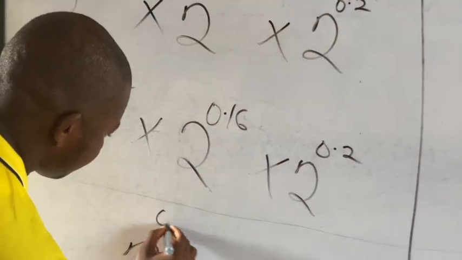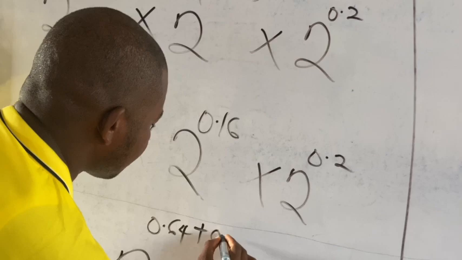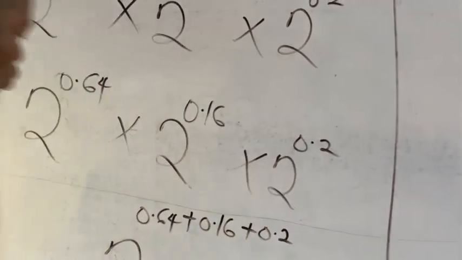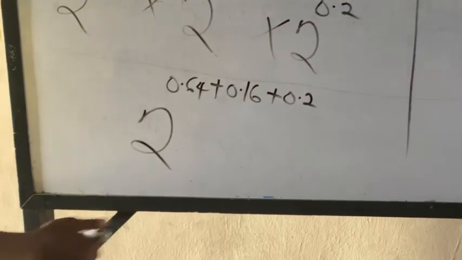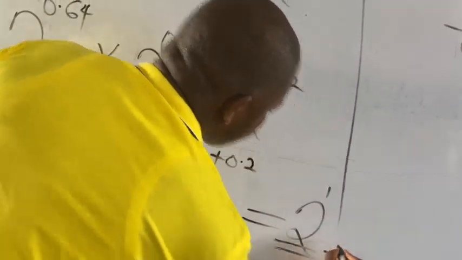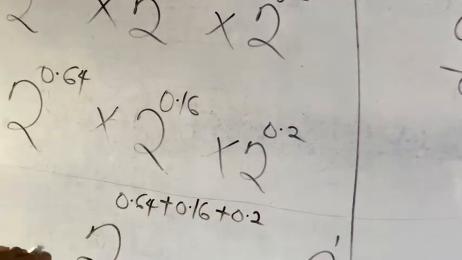That is 0.64 plus 0.16 plus 0.2. Now, if you add up everything here, it will give you 1. That is 2 raised to power 1 is the answer. If you add up this, that is 2 raised to power 1.